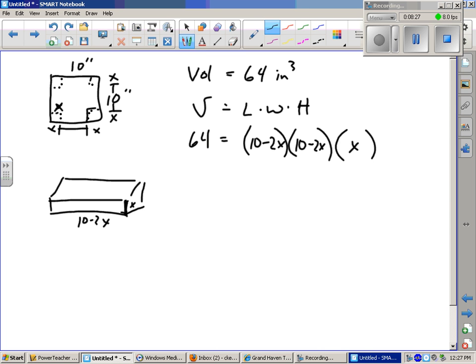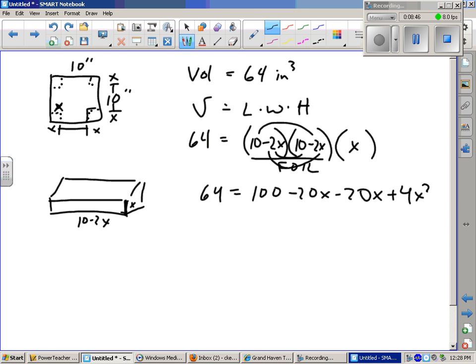So now we have an equation. I'm going to FOIL this out. I'm going to do these two first, and then I'll distribute the x into it. So I have 64 equals 100, then I have minus 20x, and another minus 20x, and then a plus 4x squared. Okay, looks like we're getting a quadratic because of that. Now you need to get like terms together. So I'm going to move things around a little bit.